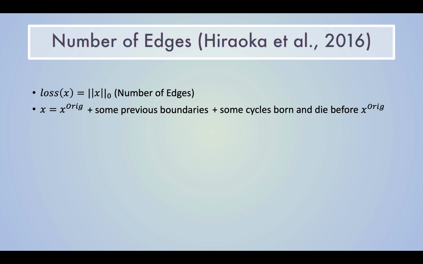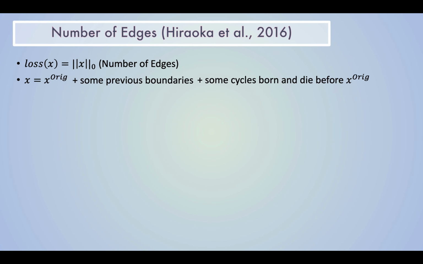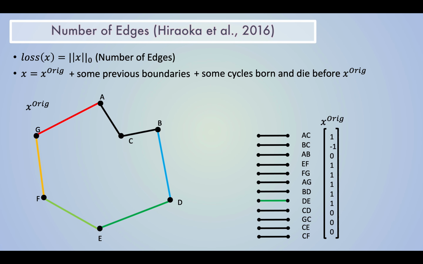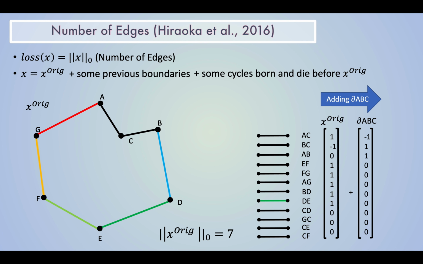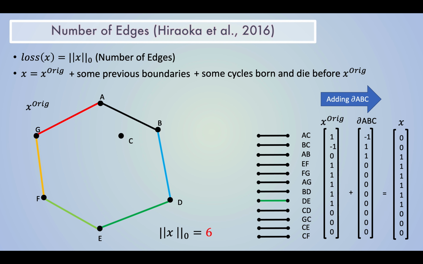This basically ensures that the optimal cycle representative we obtain has the same birth and death time as the original cycle representative. For example, suppose we have the original cycle as shown here. The original cycle representative can be expressed as a vector, which is a linear combination of the edges. The L0 norm of the original cycle representative is 7 because it has 7 edges, or because there are 7 non-zero entries in the vector. If we add to the original cycle the boundary of triangle ABC, which are the 3 edges AB, BC, and CA, we get the following vector, which corresponds to the cycle representative shown on the left. The resulting cycle representative has an L0 norm of 6.